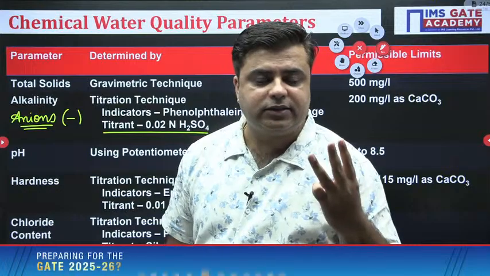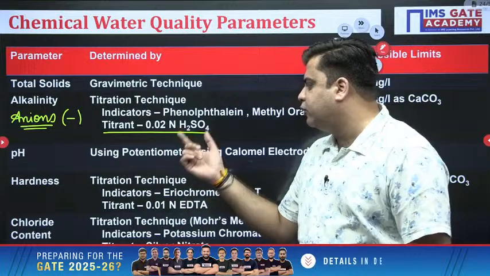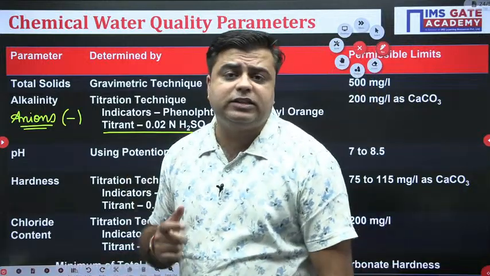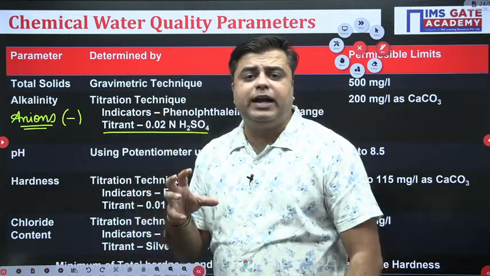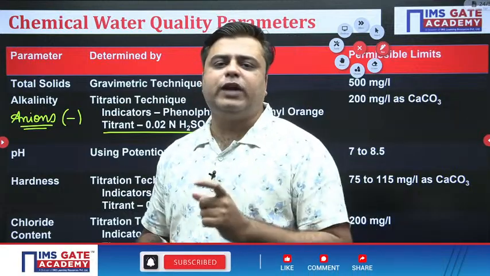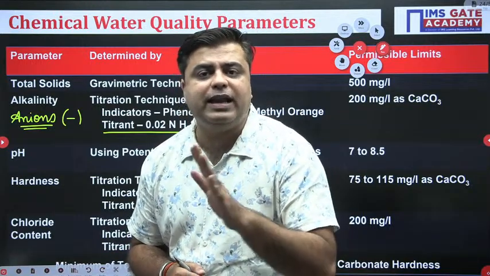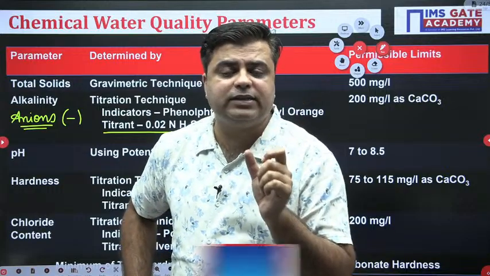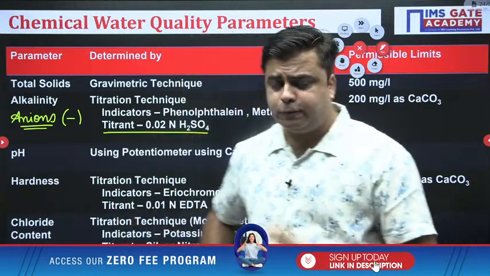HCO3 minus ions. So when you start the titration, in the first stage of titration, phenolphthalein indicator is used, and this phenolphthalein indicator gives you the color change at a pH of 8.2. In this first stage of titration, the color changes from pink to colorless, and in the first stage of titration, all the caustic alkalinity and half of carbonate alkalinity is neutralized. Means OH alkalinity caused by OH minus ions and half of the alkalinity caused by bicarbonate ions are neutralized.